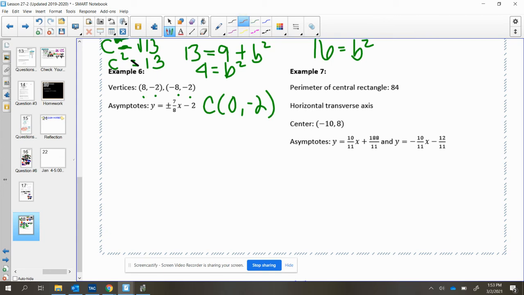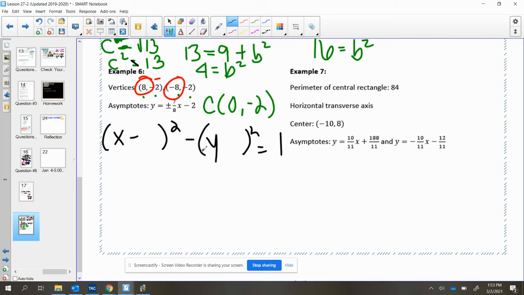Now notice, again, our vertices are moving x value-wise. So again, Miss Cechek really probably should have a little more variety so that we had more vertically opening examples. But again, x squared is coming first on this one. And what we're noticing then is that we're going to plug in our center. So x minus 0, y plus 2.